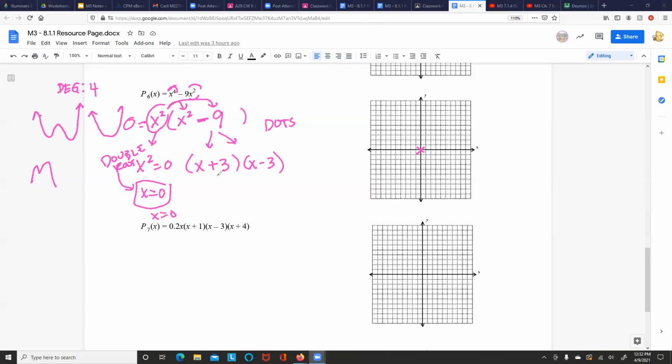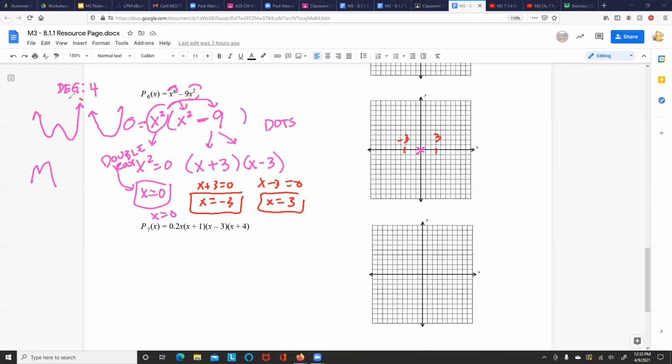Okay, so when I set this equal to 0, x plus 3 equals 0. I set this equal to 0, x minus 3 equals 0. We get x equals negative 3 and x equals positive 3. So those are my other 2 roots. So at negative 3, 1, 2, 3, right here, negative 3, it's going to go through there, and at positive 3, it's going to go through there.